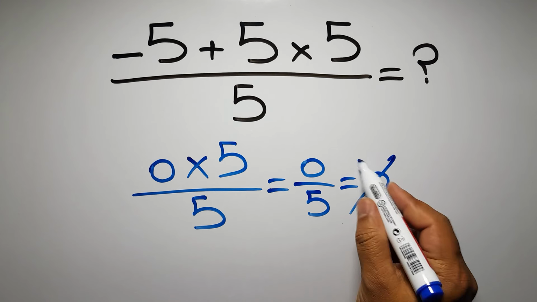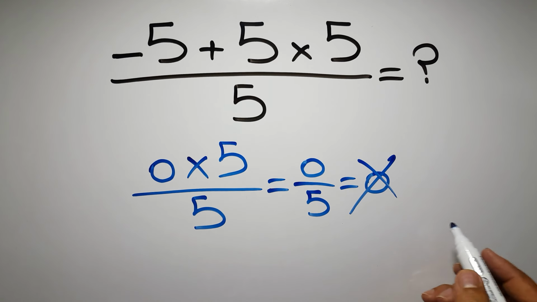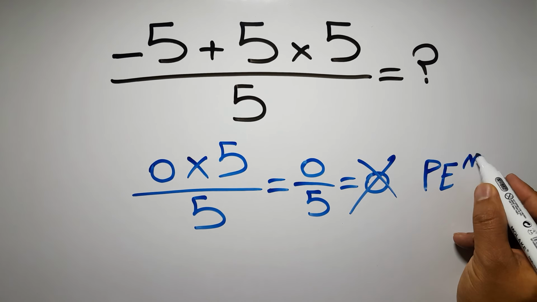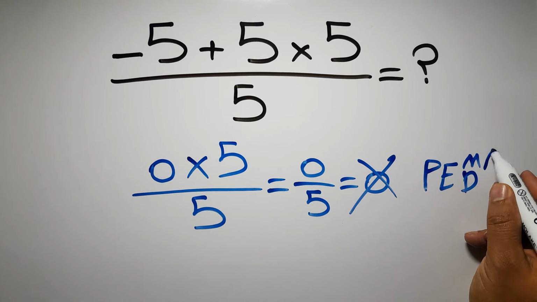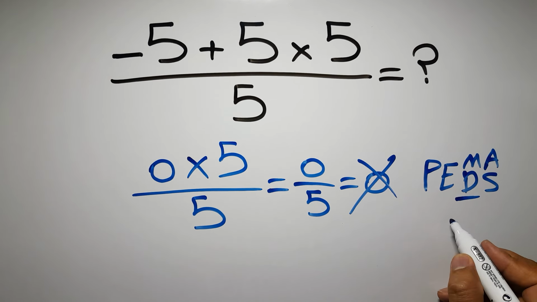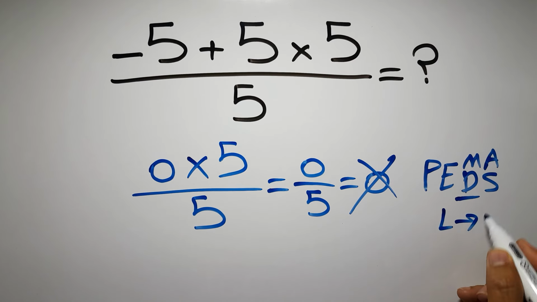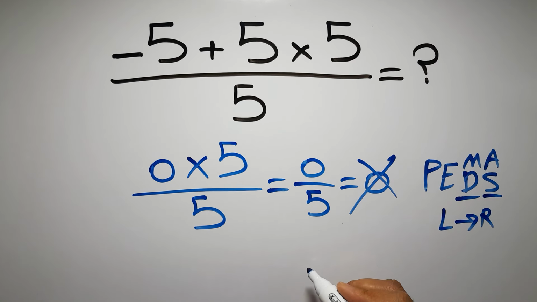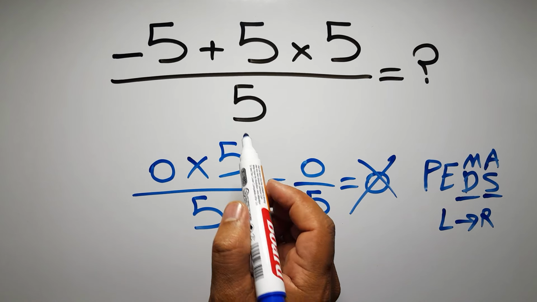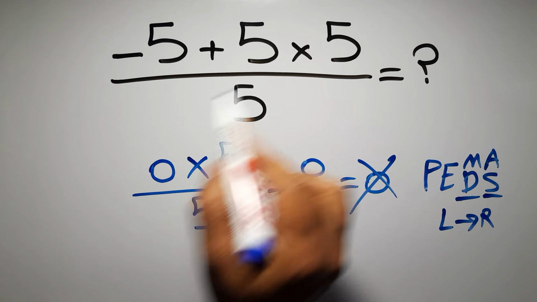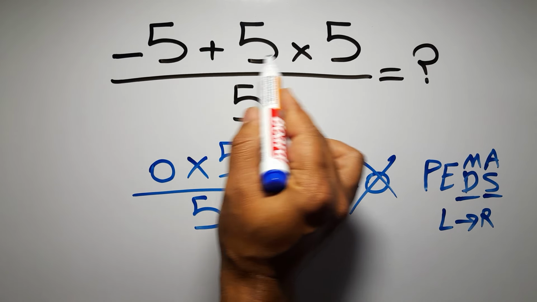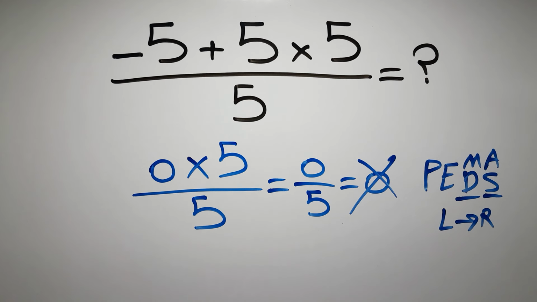But this answer is not correct, because according to the order of operations, first we have to do parentheses, then exponents, then multiplication or division, and finally addition or subtraction. Remember that multiplication and division have equal priority, and we have to work from left to right. And the same applies to addition and subtraction. So here in the numerator, first we have to do this multiplication, then this addition. If we do this addition before this multiplication, it is wrong.